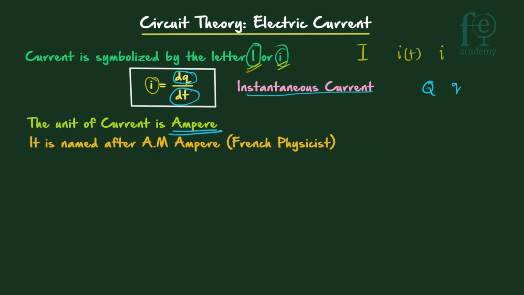So the unit of current is ampere. It is named after A.M. Ampere, who is a famous French physicist.